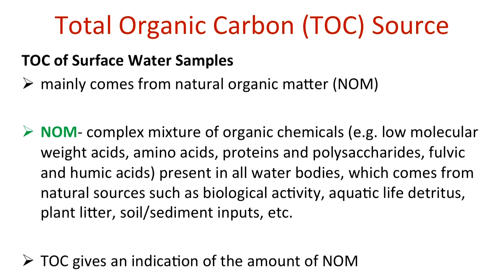What is the main source of total organic carbon in surface waters? It's from natural organic matter. And what is a natural organic matter? Typically, we define it as a complex mixture of organic chemicals. It contains low molecular weight acids, amino acids, proteins, and polysaccharides, as well as high molecular weight compounds such as fulvic acid and humic acid. The difference between these two is just their solubility in acidic and basic conditions.